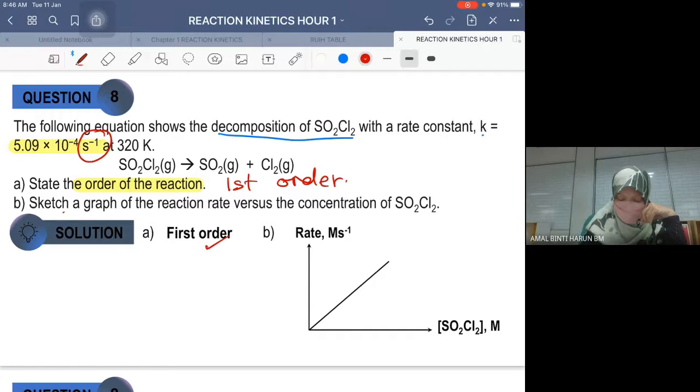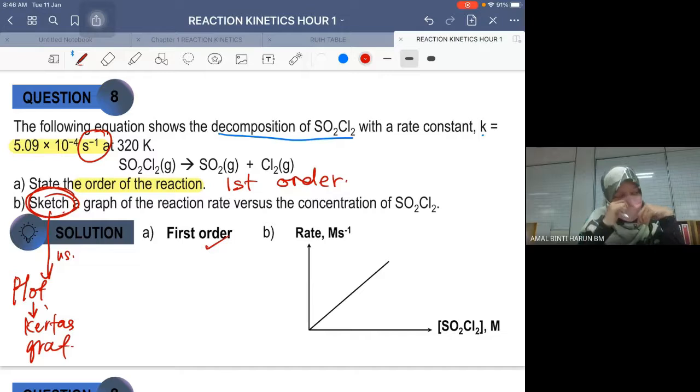Sketch the graph. Sketch. Dia kata sketch. Dia beza sketch versus plot. Plot mesti di kertas graf. Sebab ada soalan tutorial dia tengok dia akan guna dekat kertas graf. Dia kata plot. Tapi ni sketch, tak payah. Sketch macam ni je.